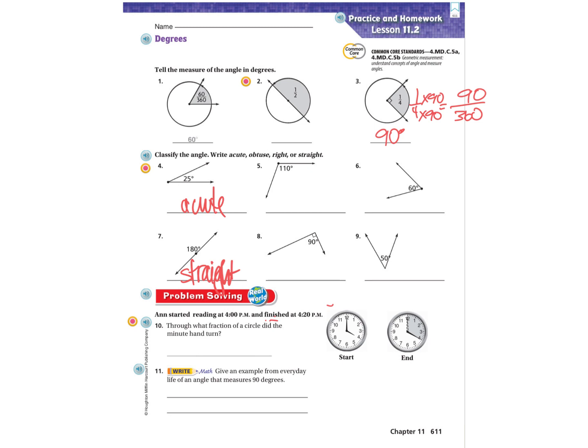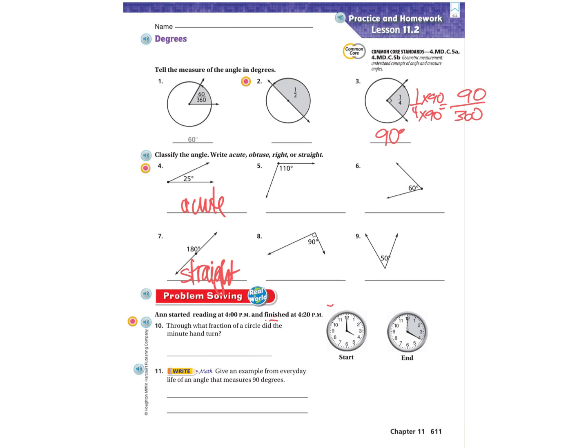The last section says problem solving. Anne started reading at 4 o'clock p.m. Oh, they already marked that on the clock for us. Cool. And it ends, the 12 goes to the 4. So we have to look at through what fraction of a circle did the minute hand turn. Let's count, because remember, every time we count from the 12, that's the fraction. So it went 1/12, then 2/12, then 3/12, then 4/12.